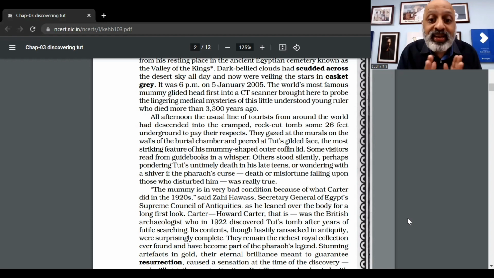So there is kind of silence out there, perhaps pondering, सोच रहे हैं Tut's untimely death in his late teens, or wondering with a shiver if the Pharaoh's curse, what is the Pharaoh's curse? The Pharaoh's curse की वजह से death और misfortune falling upon those who disturbed him. कि इतने सारे जो टूरिस्ट 26 फीट नीचे उतरकर 26 feet below the earth, they have come. Are they disturbing him? And if they are disturbing him, will the Pharaoh's curse fall upon them? And what could happen? Either death or some kind of misfortune. Whether that superstition of a Pharaoh's curse was really true or not. So they are all wondering.